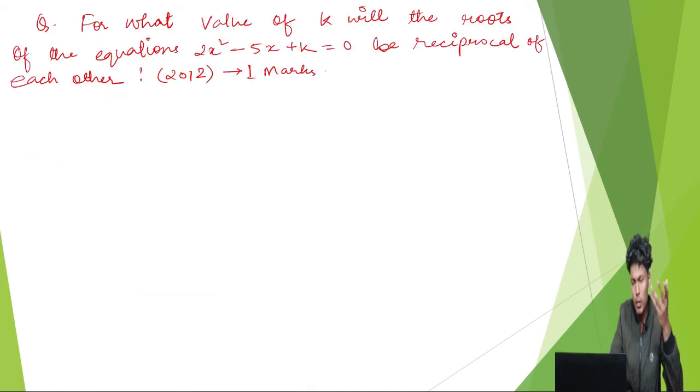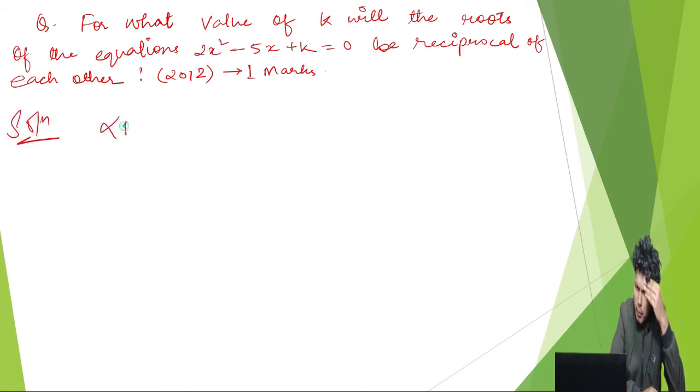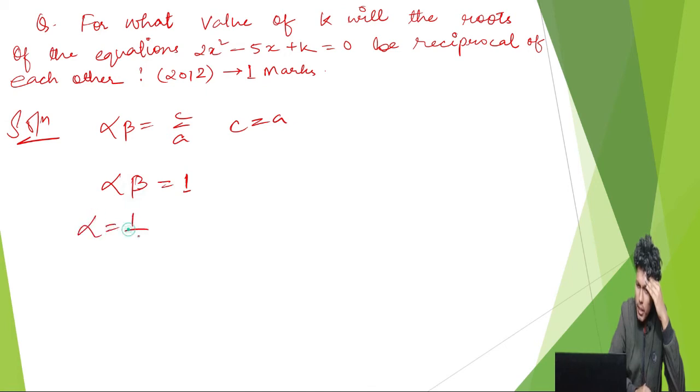Now let us look at the question. The question says, for what value of k will the roots of equation 2x squared plus 5x plus k be reciprocal of each other? When the roots are said to be reciprocal, just now we have found out that alpha beta is equal to c by a, and if c is equal to a, then this one will be equal to 1, right? Alpha into beta is equal to 1. Clear, right? So alpha is equal to 1 by beta.